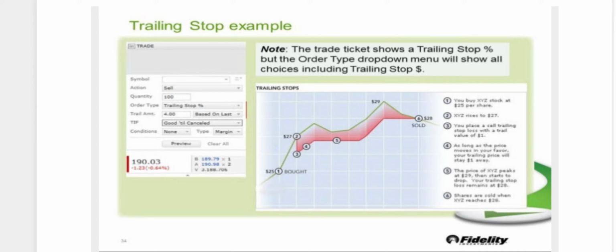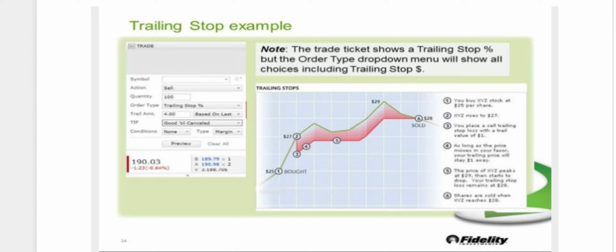So in this case, it's gone up $2. You're happy, you're up $2. You decide you're going to place a trailing stop loss, and it's going to be a trail of $1. So in this case, that $1 level is going to be 26, right? 27 minus $1 is 26. So that's your 0.3. Then the stock price keeps going up.